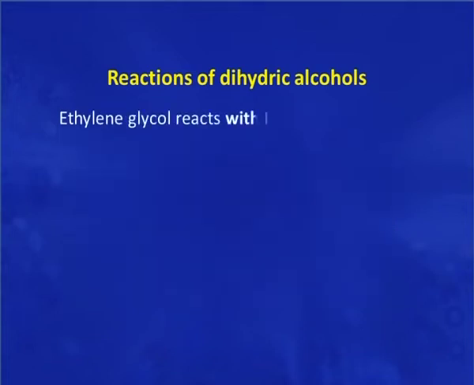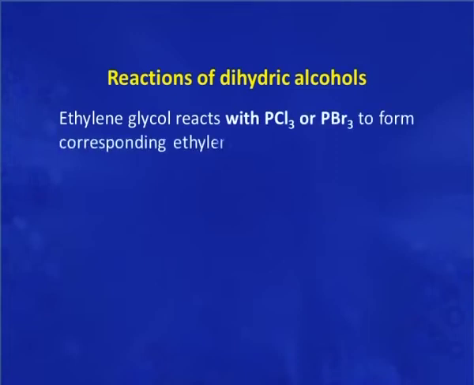Ethylene glycol reacts with phosphorus trichloride and phosphorus tribromide to form the corresponding ethylene dichloride and ethylene dibromide.